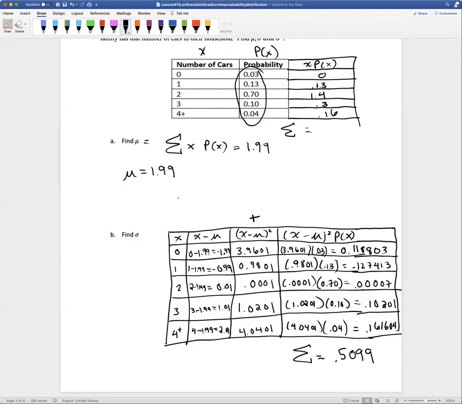Let me just write down the formula here one more time. So the standard deviation is the square root of the sum of x minus mu quantity squared times p of x. Okay, so we did x minus mu right over here. We did x minus mu quantity squared right over here. And then we did x minus mu quantity squared times p of x right over here. And then we added them up. So the last thing that we need to do, you see that little square root, is we have to take the square root of it.